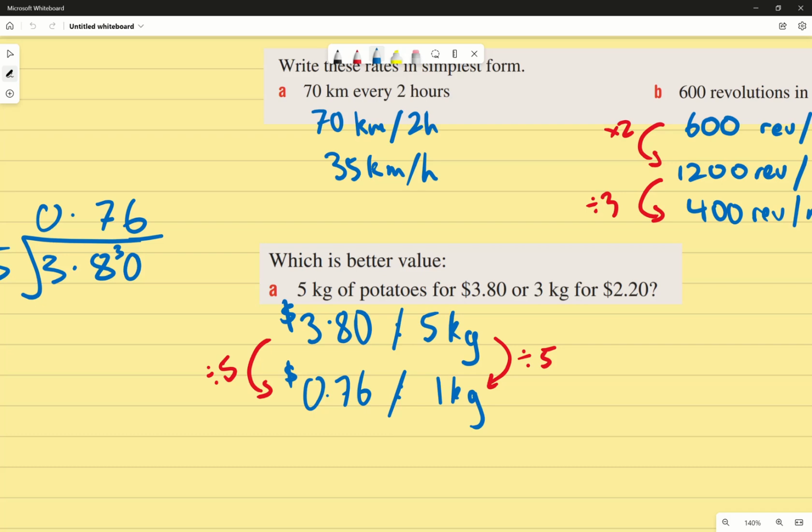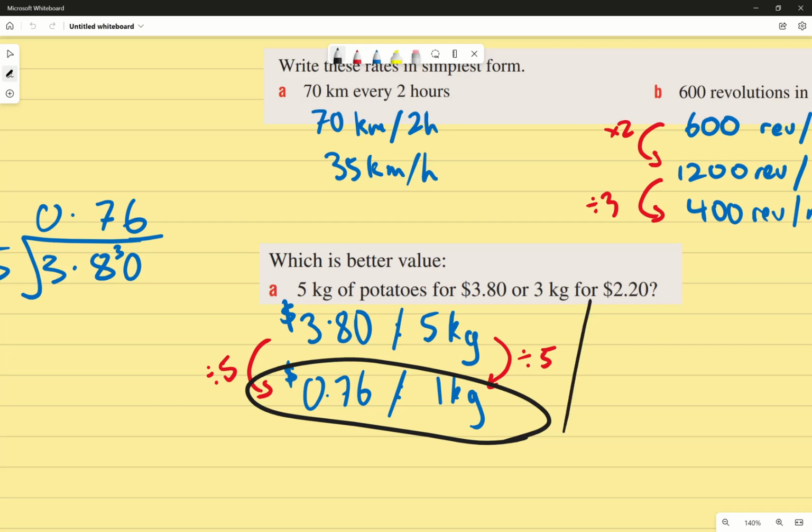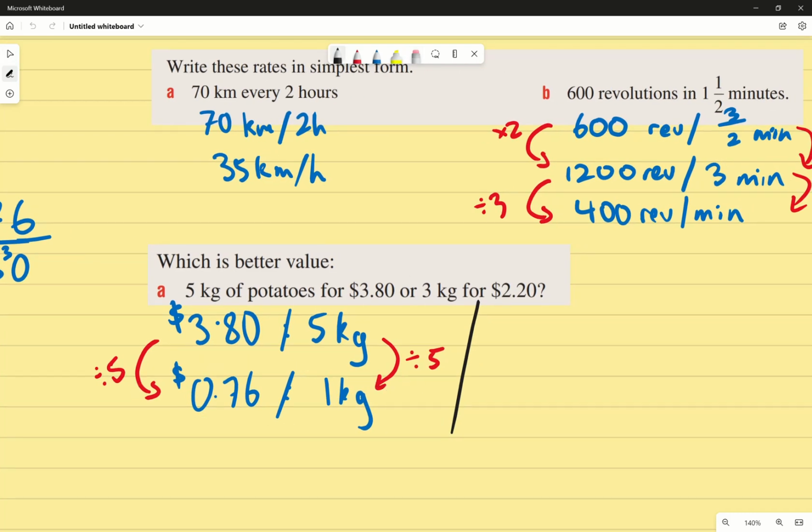Can we make a decision now as to which one's better? Not yet, because we need to compare it. Now, you'll probably realize you could, because the other one is 3 kilos, you could just multiply this by 3 to see which one's bigger. But I'm trying to keep it simple and try to compare them if I have 1 kilo of each.